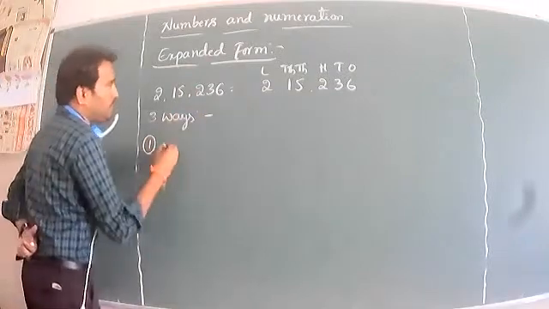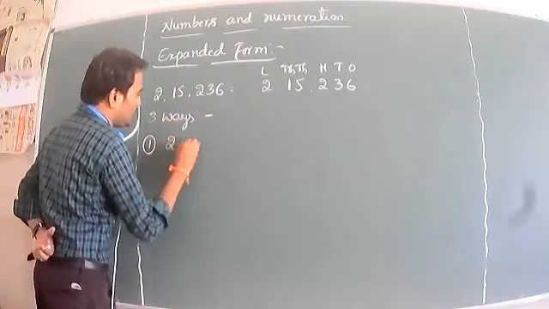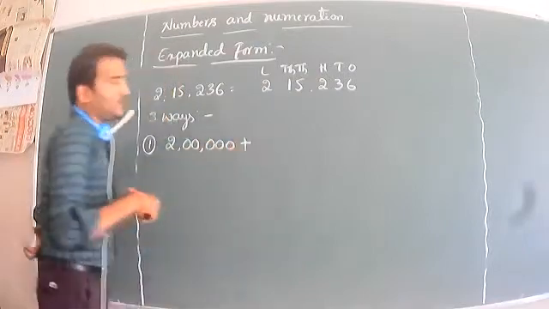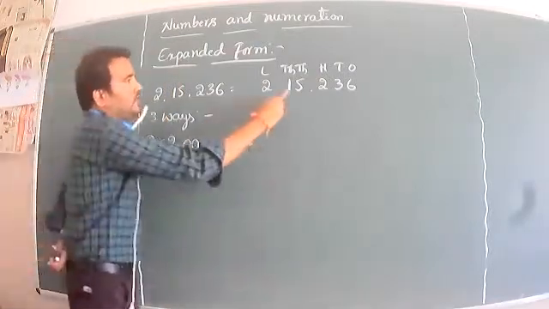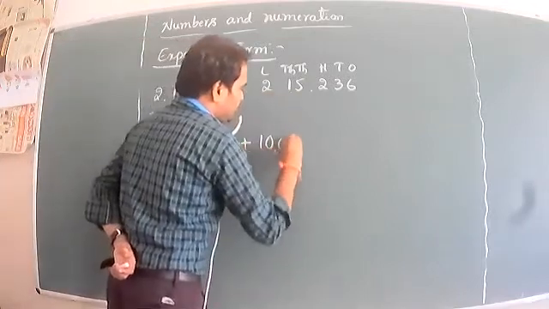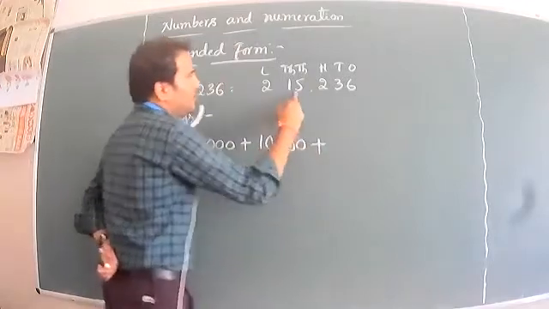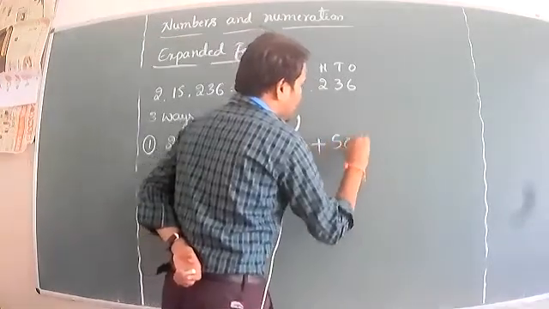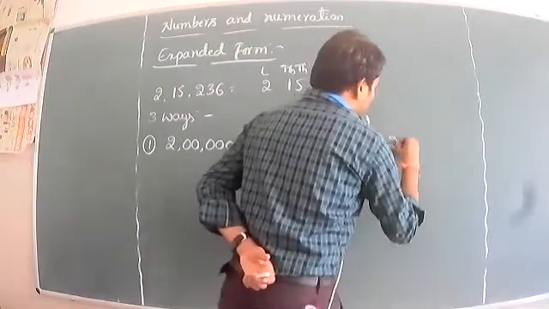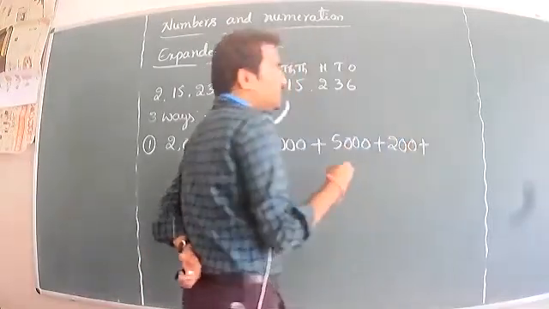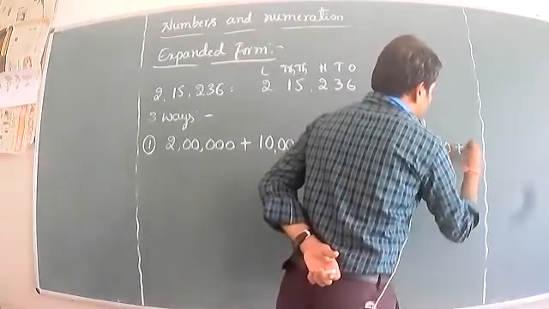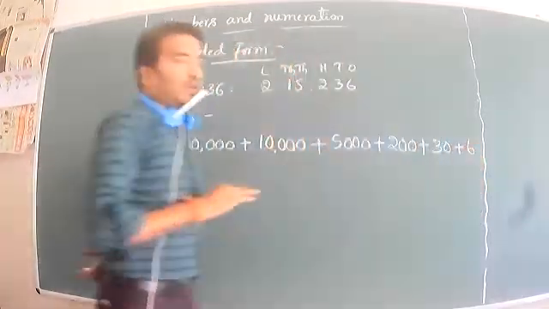Now what is the place value? First, 2 lakh plus. Then go to the thousands. How much is there? 10,000 plus 5,000 plus 200, the hundreds place gives 200. Tens place is 3, so 30. Ones place is 6. This is one way.